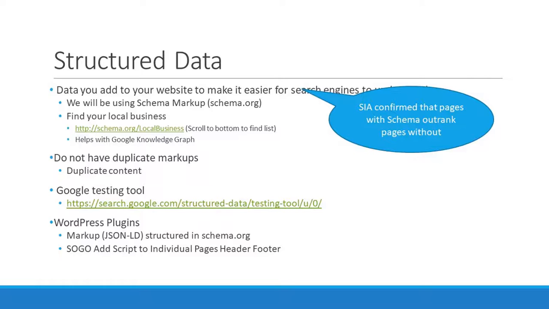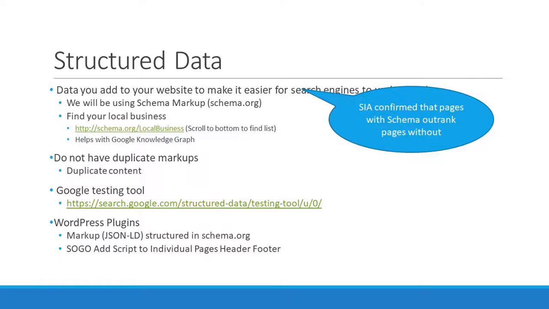Some things to remember is that we're going to be using schema markup from schema.org. It's going to be based on the local business, and I'm going to show you how to do it where you've got one location or multiple. Take a look at the schema.org/LocalBusiness page to find the relevant business schema type, which I'll show you in a minute, for the business that you're trying to rank. Also, schema helps with the Google Knowledge Graph.